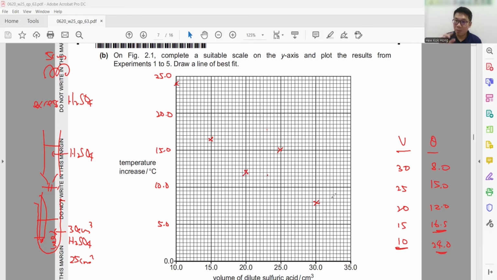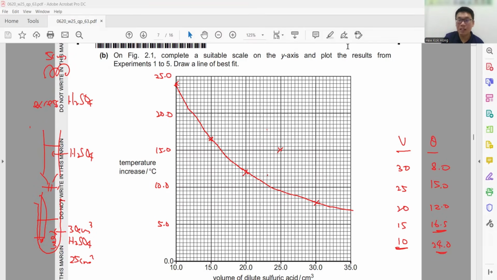Okay, then from here we need to sketch the graph. We need to draw the line of best fit, and obviously this point is special, so we just ignore this point. Okay, make sure it's a smooth curve.